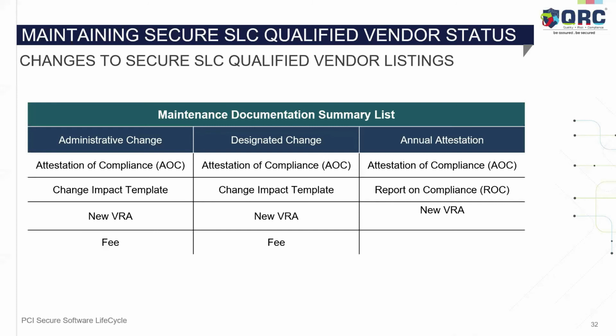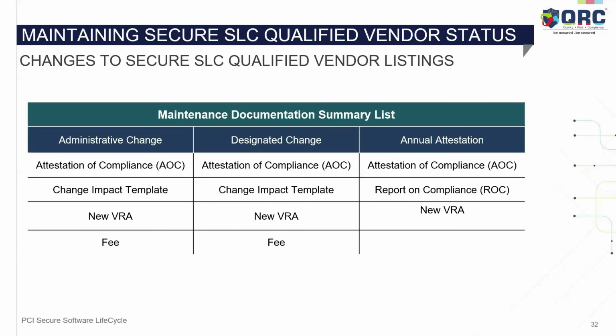Designated change is when they have made changes to the certified processes. For example, initially they designed that all the patches or updates in the application would be sent via SFTP to the customers or stakeholders. Now they have changed the update mechanism. That will be treated as a designated change. And annual attestation is where annually they are supposed to prepare the updated AOC and ROC and share them with the council. So these are the documents which the vendor is supposed to prepare and share with the council.